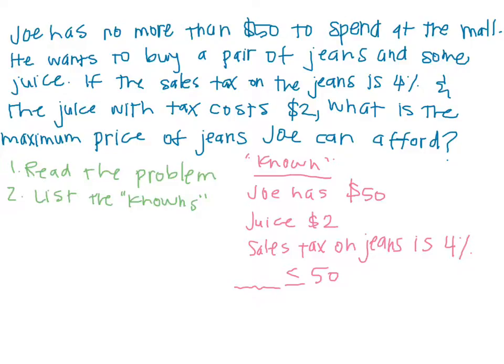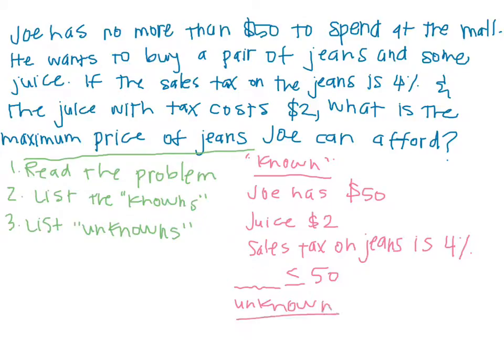Now we've got to go through and list the unknowns. Step 3. What is unknown to me right now is the maximum price of jeans Joe can afford. So I'm going to write that down as my unknown: maximum price of jeans. All right, let's take that information that we have and move on to step 4, which is to create the inequality.